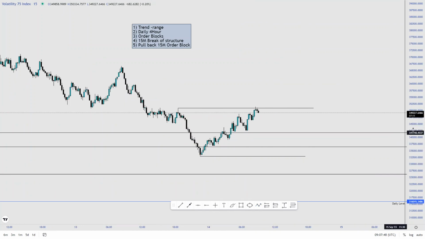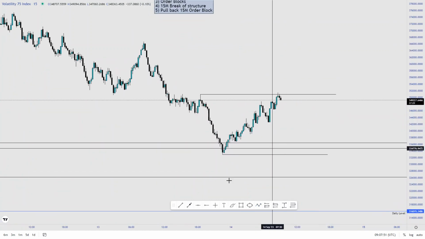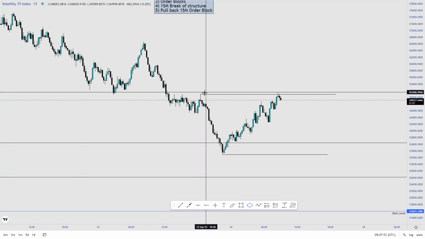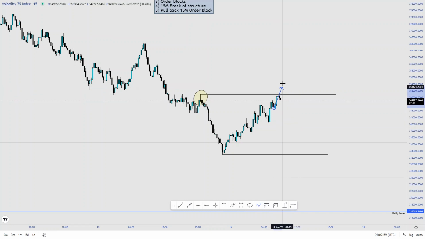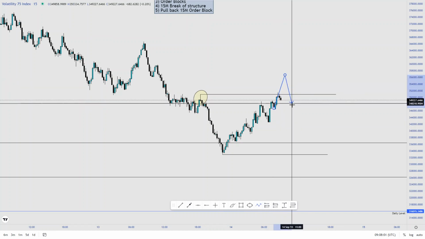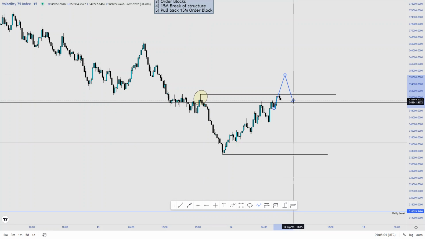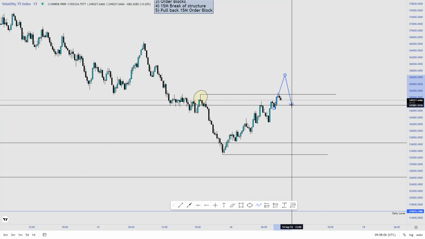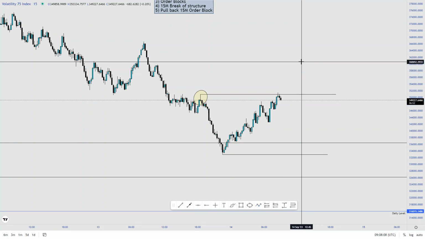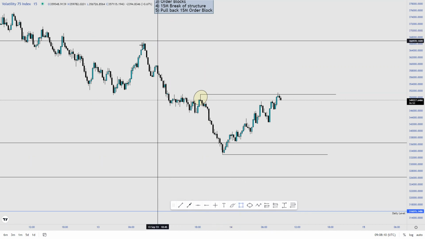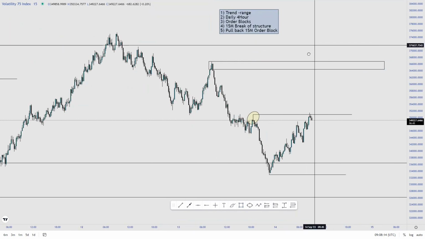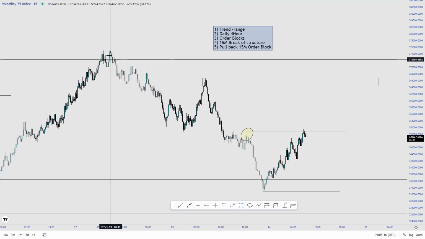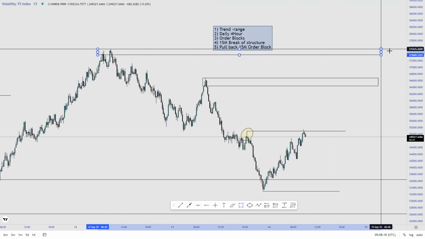But what we must wait for right now is for price to break out of this region just up here, right? We must break out of this region for price to create a new high, and then come back to this region, and then we must take price all the way to the upside, and we can target areas of interest like this zone, and also areas of interest like this region right here.